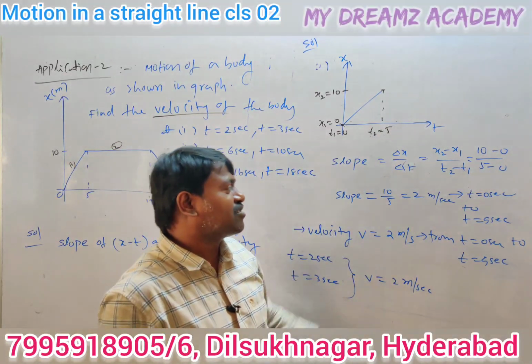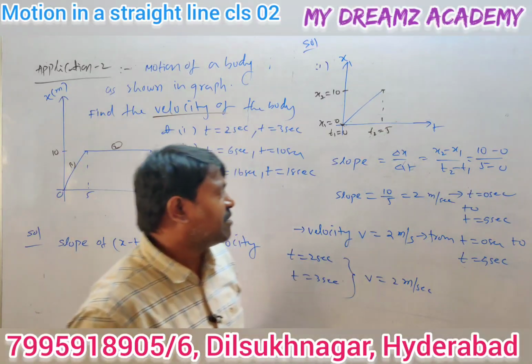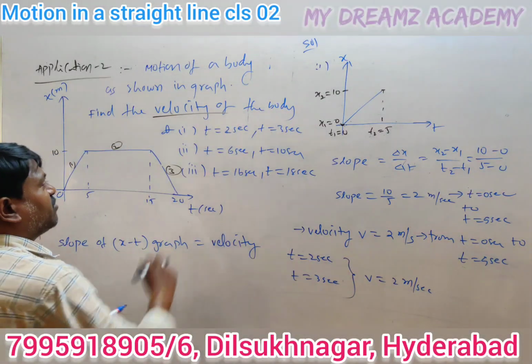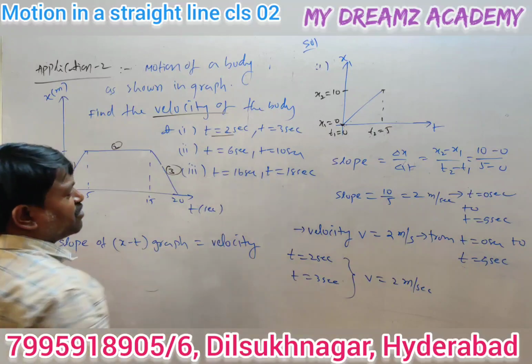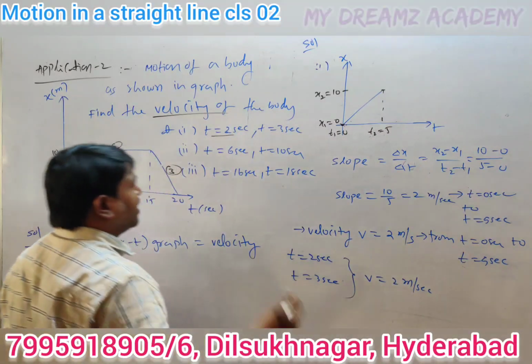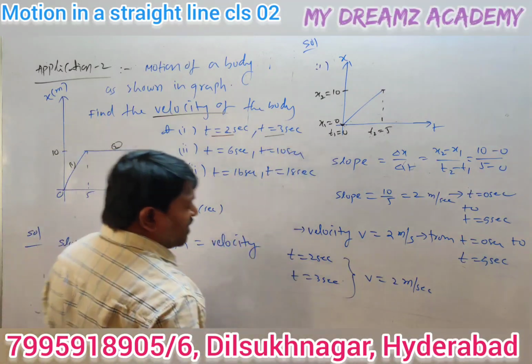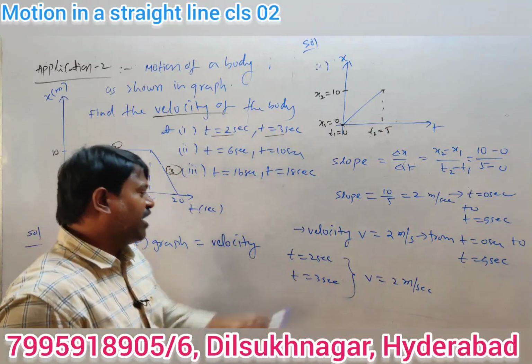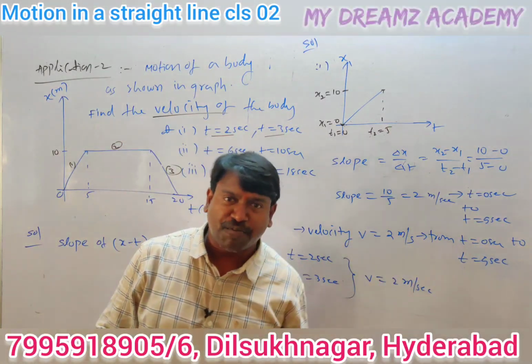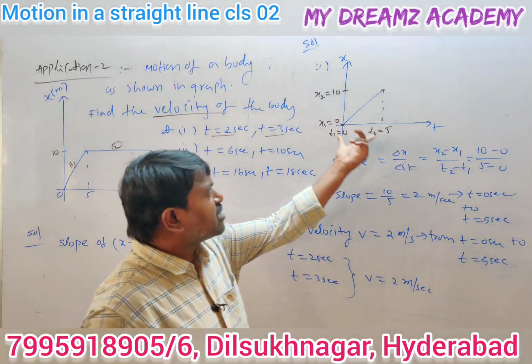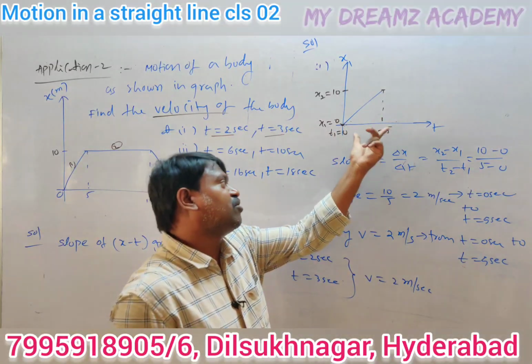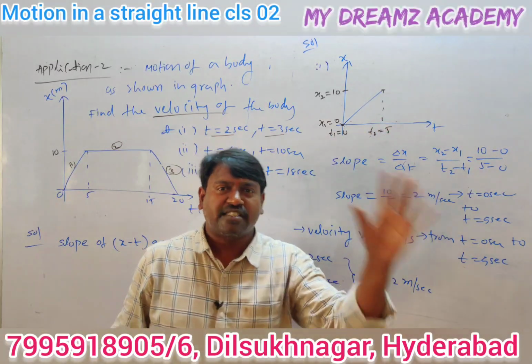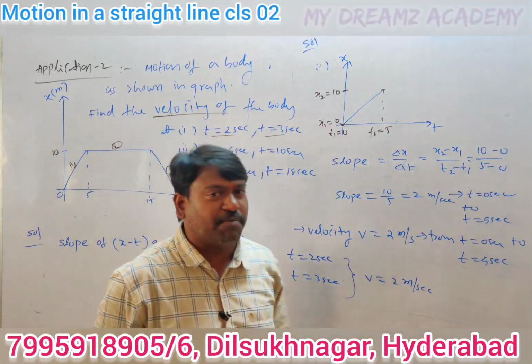So the velocity is also 2 meters per second between these two time intervals. Now the first question's answer: at time t equals 2 seconds, what is the velocity? 2 meters per second. At time t equals 3 seconds, what is the velocity? 2 meters per second. Not only 2 seconds and 3 seconds, if we consider 4 seconds, the same value. For any value between these two intervals, the slope is constant and the velocity is constant. That value is 2 meters per second.